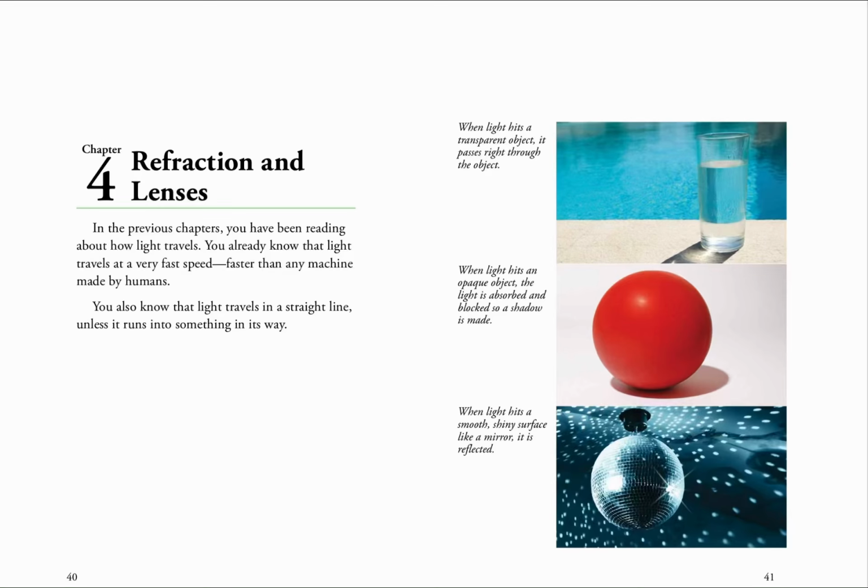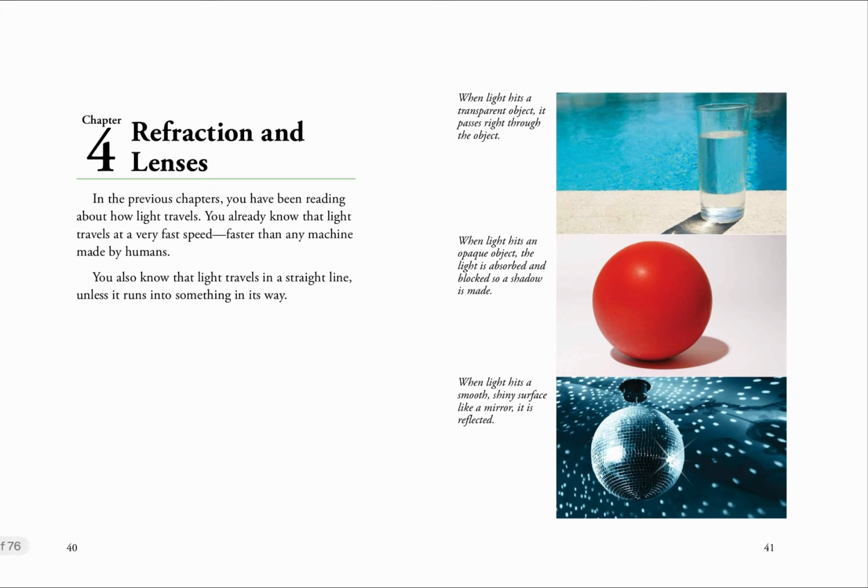Chapter 4, Refraction and Lenses. In the previous chapters, you have been reading about how light travels. You already know that light travels at a very fast speed, faster than any machine made by humans. You also know that light travels in a straight line, unless it runs into something in its way.